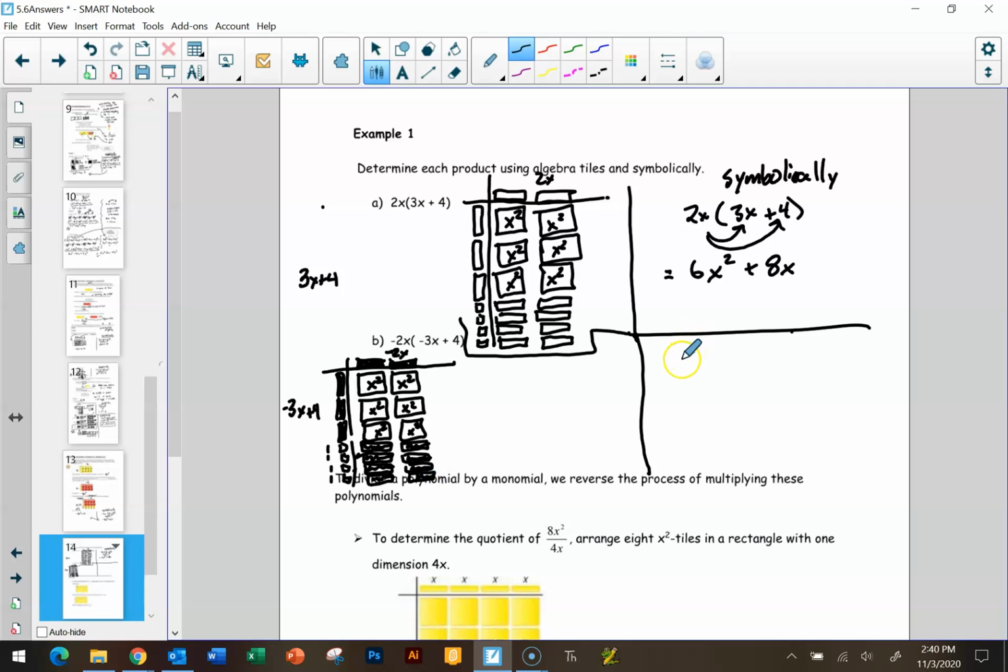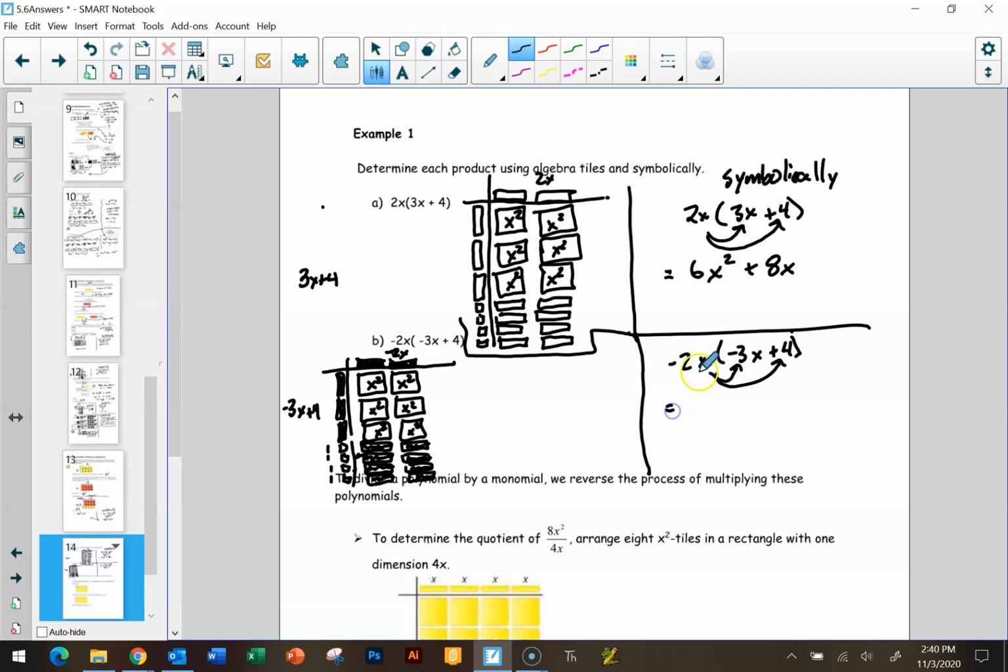Okay, now let's go to the other side and let's do the symbolic version, which usually doesn't take nearly as much time. And we'll use it as an opportunity to A, practice the distributive property, and B, check to make sure that our pictorial model is correct.